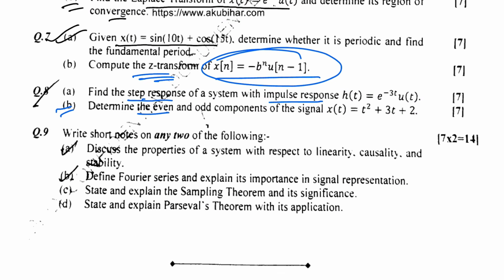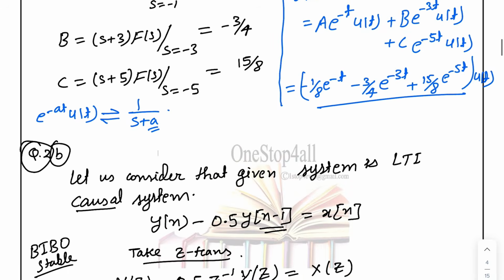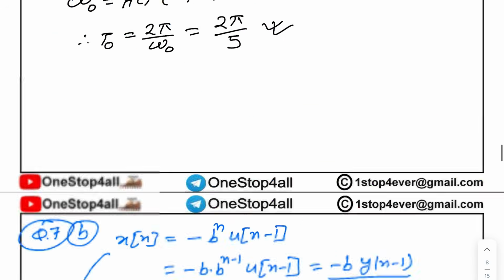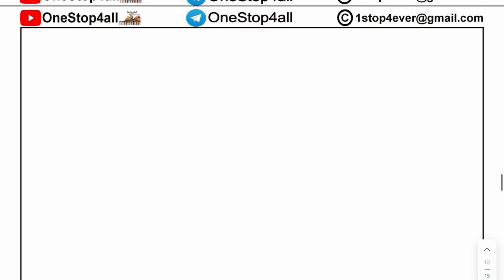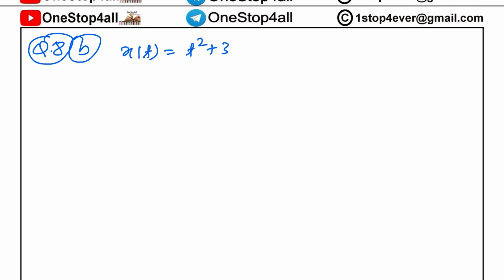8b, determine the even and the odd component of this signal. The signal is given, we need to find the odd and the even component of the given signal. So, this is also an easy question, question number 8, and this is your part B. So, x of t is given as t square plus 3 t plus 2. This is your given signal.